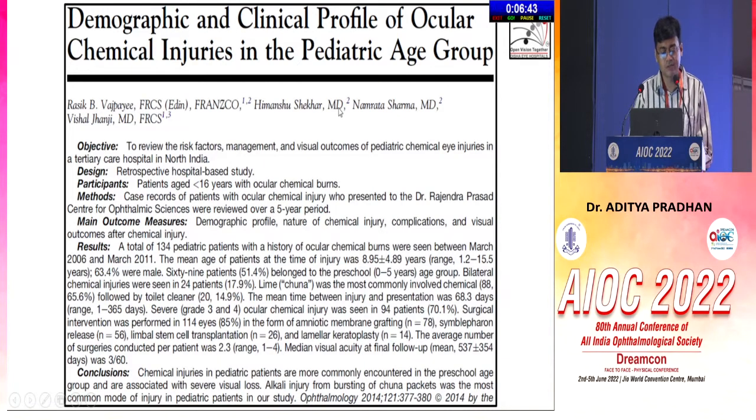This study from RP Center looked at the clinical profile of ocular injuries in the pediatric age group. The most common offending agent was bursting of tuna packets, which I will come to later, in which certain measures have been taken by the government.